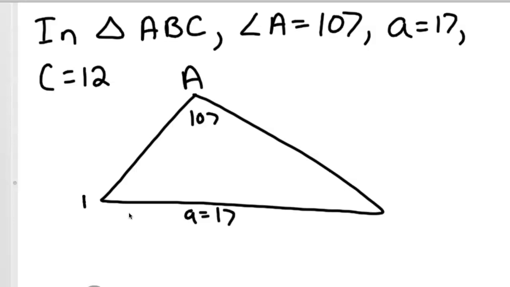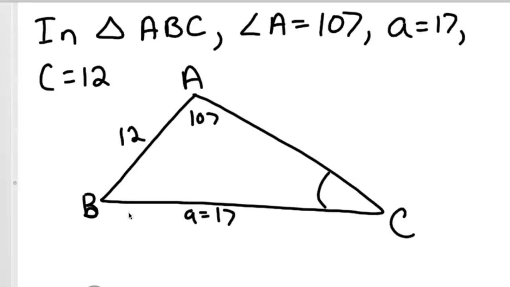Now it doesn't matter at this point, so this is big B. Angles are always capital, and this is big C. And so that means this is 12. Notice what I'm missing here. I'm missing angles. So let's find angle C first.